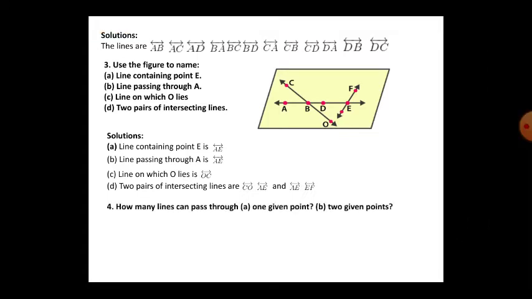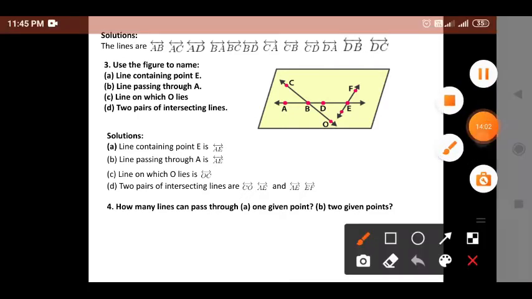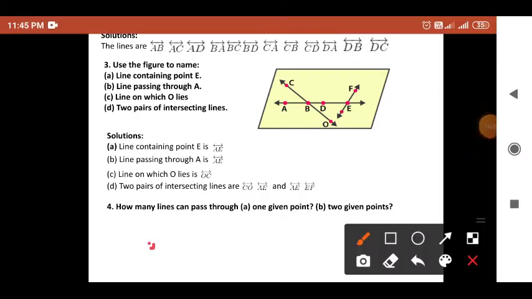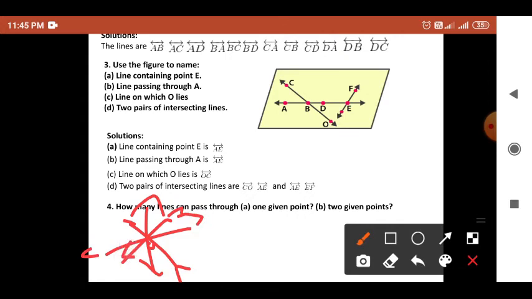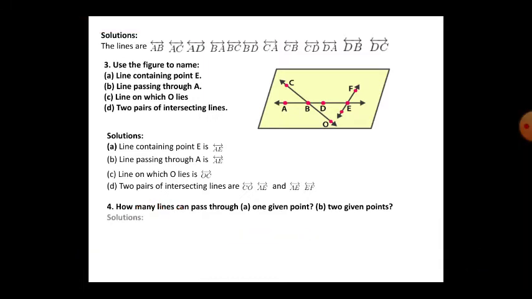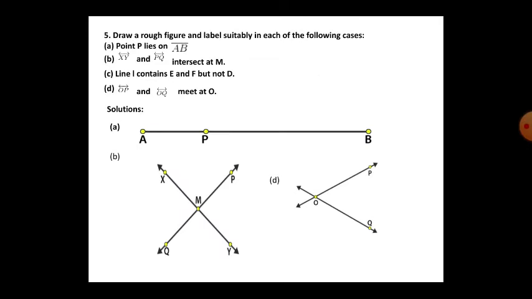How many lines can pass through one given point? If they give only one point, how many lines can pass through that one point? Many lines can pass through one point. A single point is there, you can draw many lines. If there are two given points, only one line you can draw. Infinitely many lines you can pass through a given point, but only one line can pass through two points.